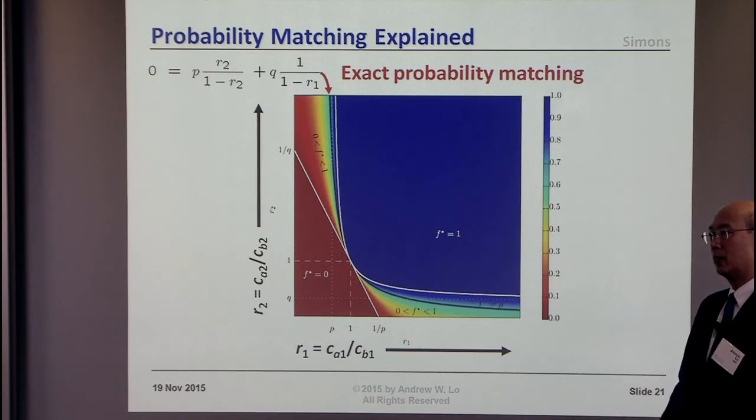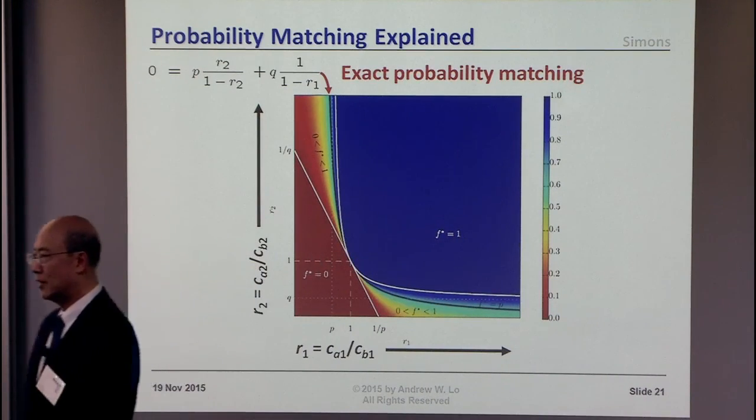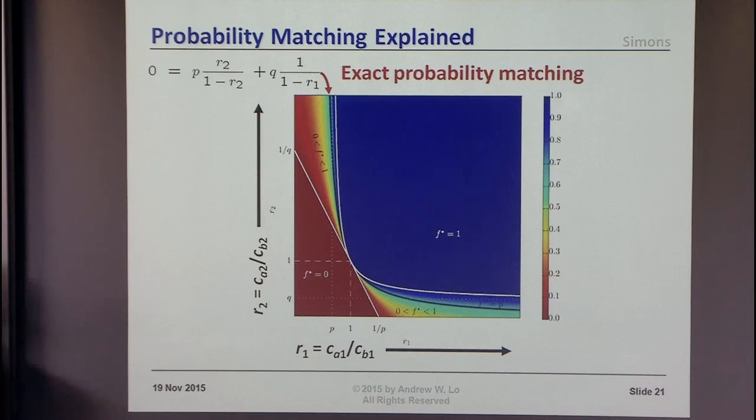So that's where you started with the motivation of exact probability matching. It seems so robust in behavior. Right. It seems very non-generic in the parameters. Exactly. That's right. It is non-generic.